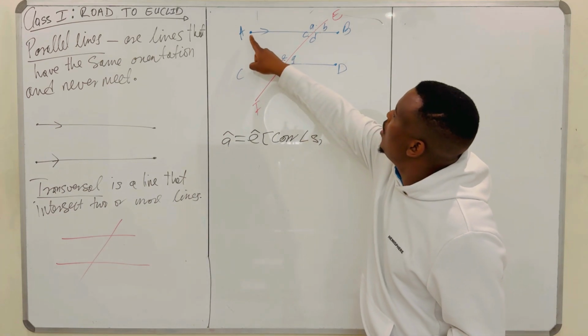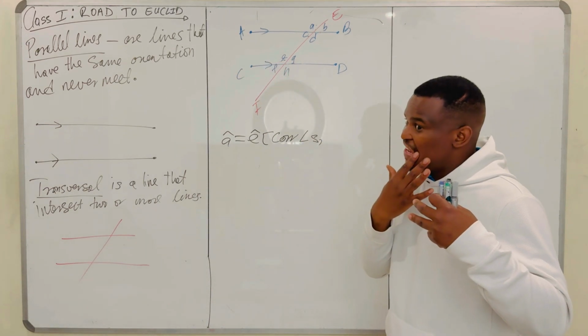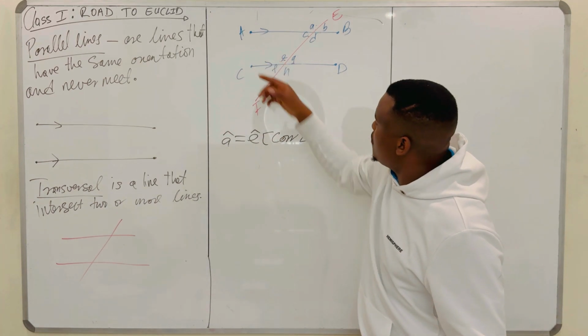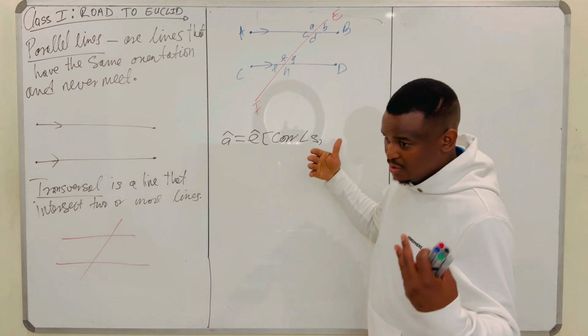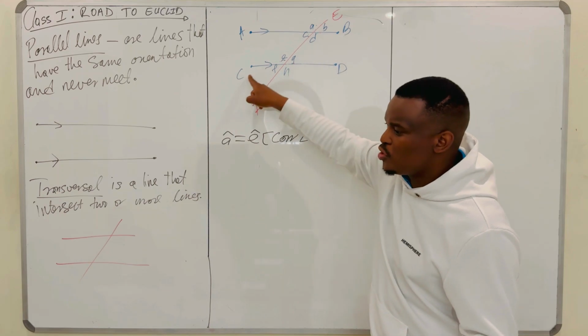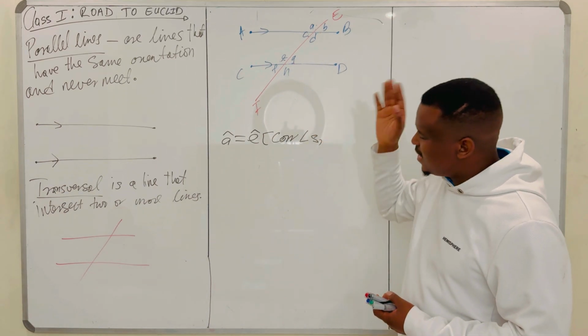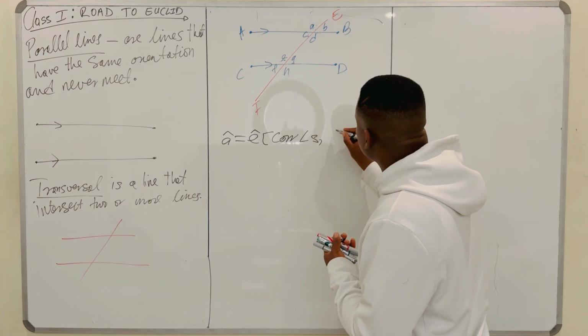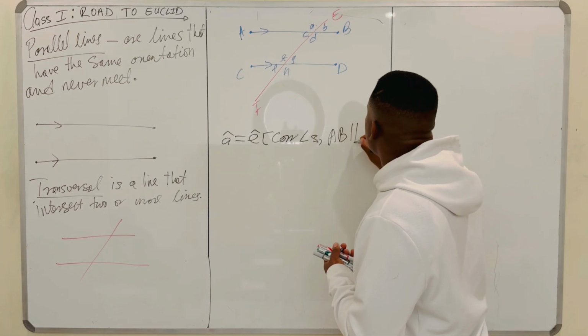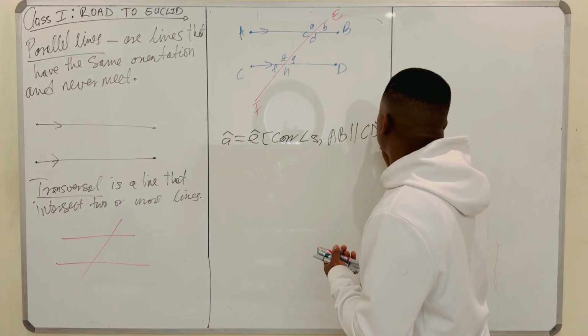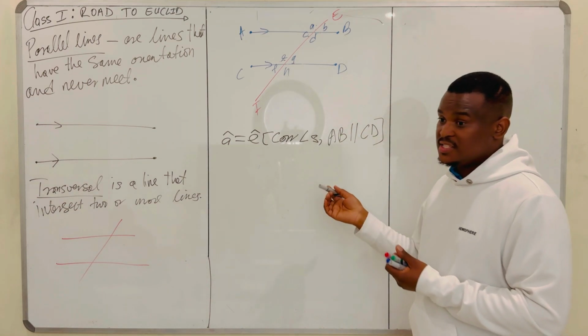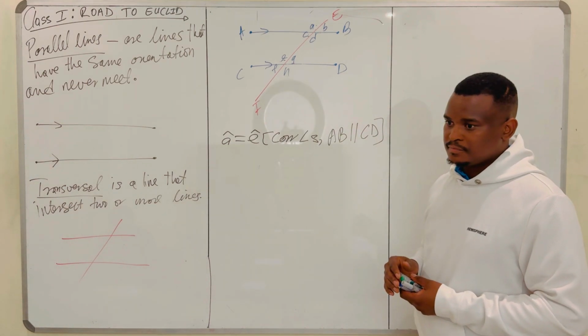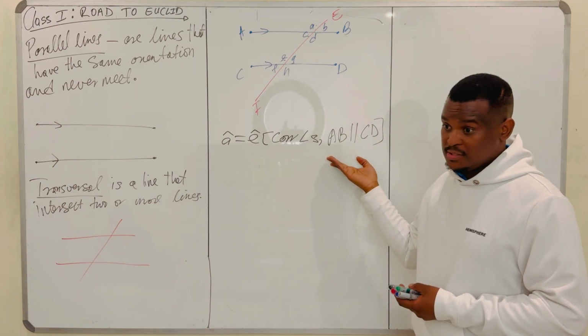Where? What you need now is to tell them that you're saying they are equal corresponding angles because your AB is parallel to what? Your CD. So you need to be specific about that and say, my AB is parallel to CD. You need to be very specific about this.